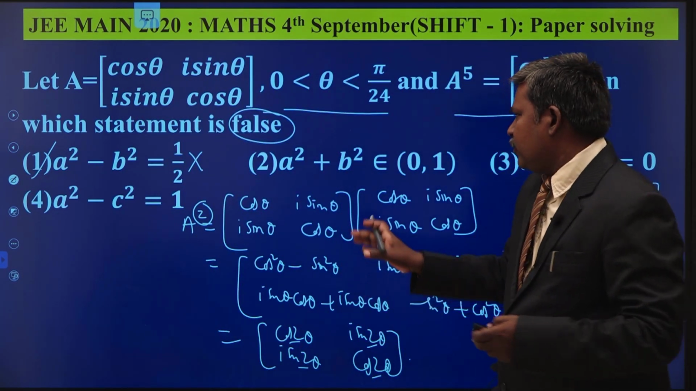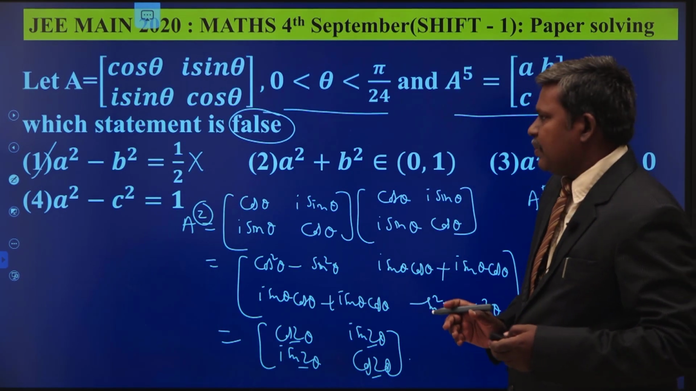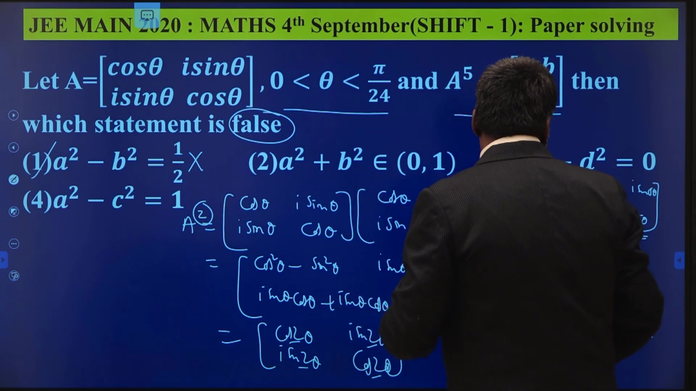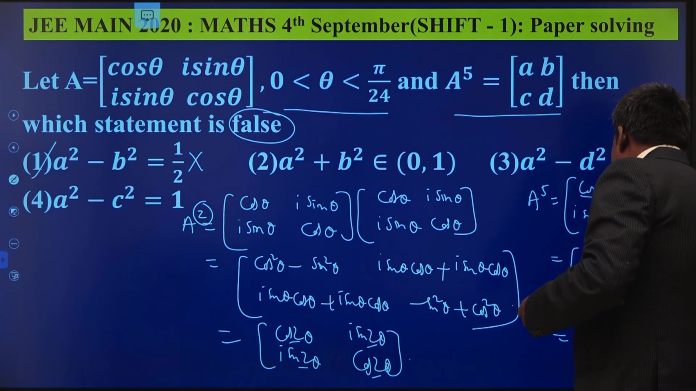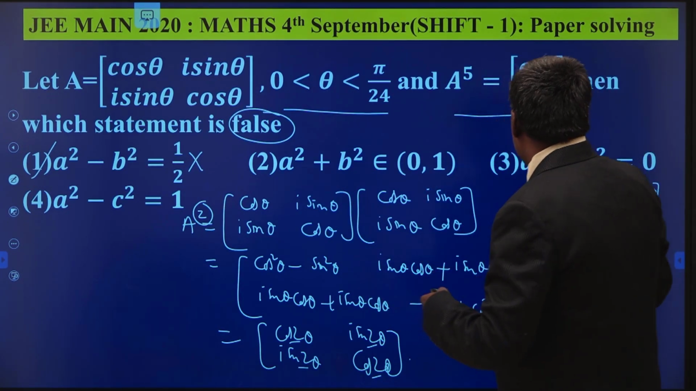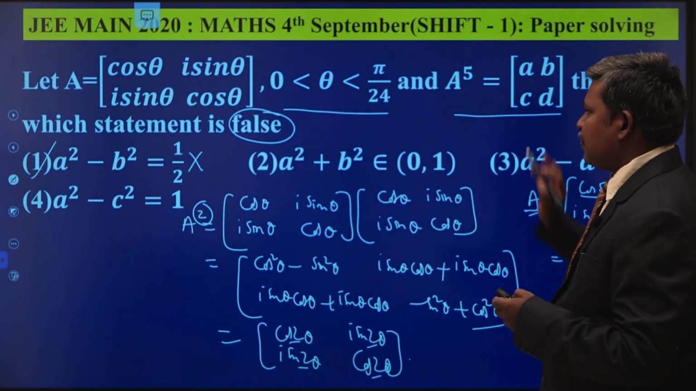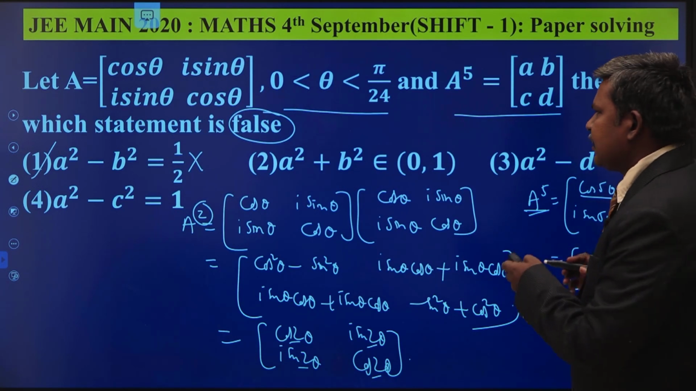You no need to check out the other things. You may check, all will be correct. A square minus b square, never 1 by 2, because cos square theta plus sin square theta is always 1. So just by observing what will happen for a power 5, this is only the logic behind this problem. This is the problem related to matrices.